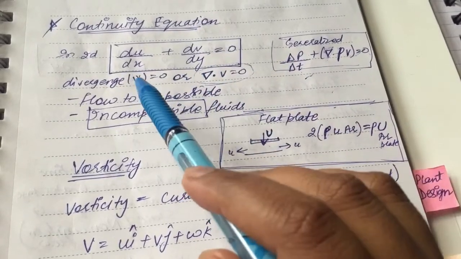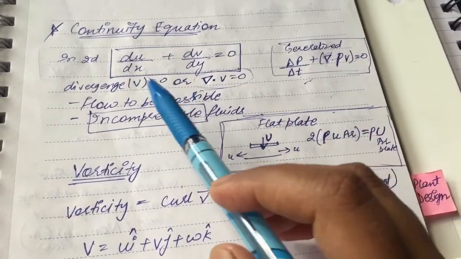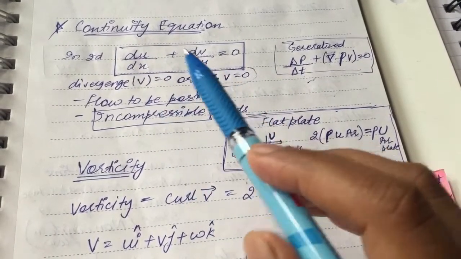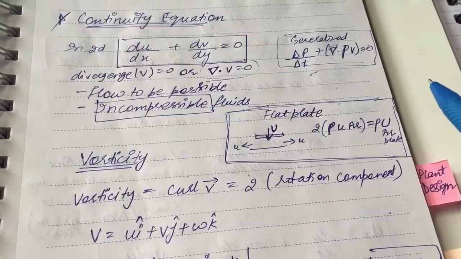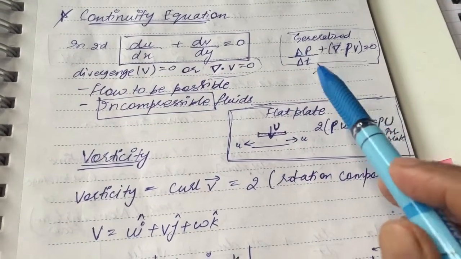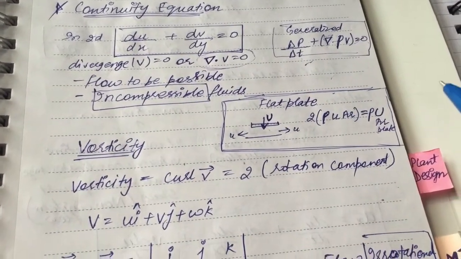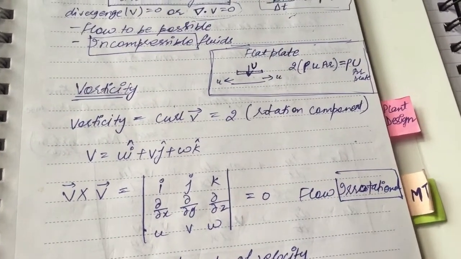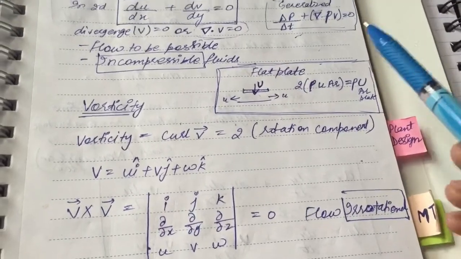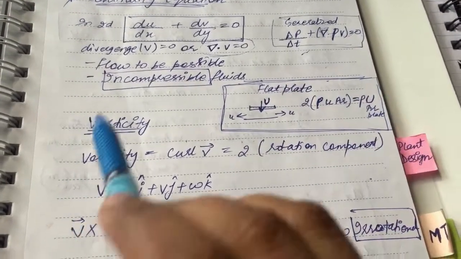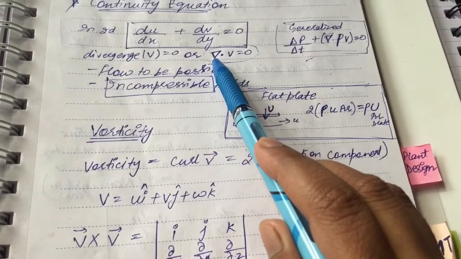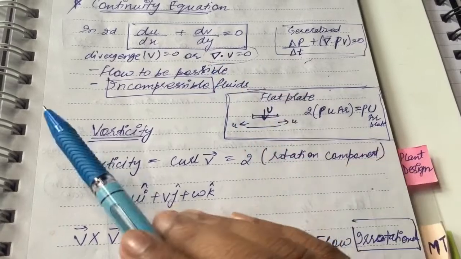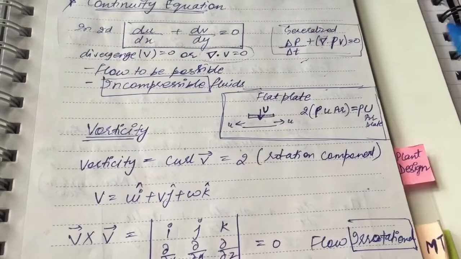So basically this topic would be more clear to you guys when we solve practice questions based on it. There would be questions asking to find if the flow is compressible or incompressible, or if the flow is possible or not possible. And similarly, in case of vorticity, the question would be whether the flow is rotational or irrotational. For those questions, these are going to be useful. So when the divergence dot velocity product is 0, then flow is possible and incompressible fluid is there.